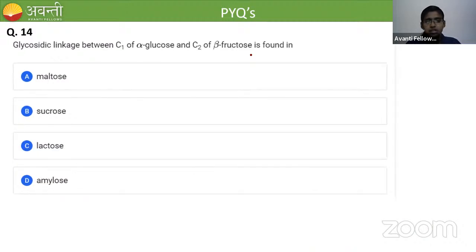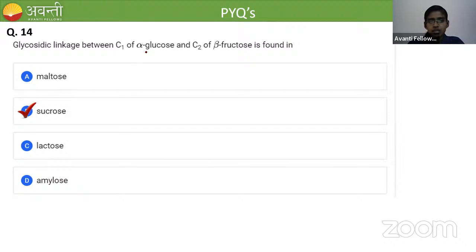Glycosidic linkage between C1 of alpha glucose and C2 of beta fructose is found in. So you should know the structure to find out the answer. So in which molecule do we have alpha glucose and beta fructose as the components? Maltose, sucrose, lactose, and amylose. These are structural information related questions. So the correct answer is sucrose. It is the disaccharide which is formed from alpha D glucose and beta D fructose.